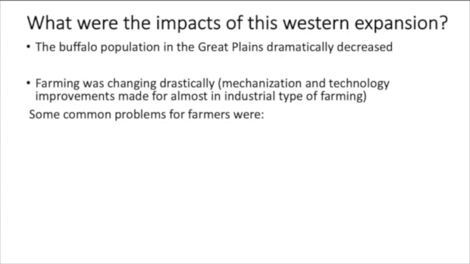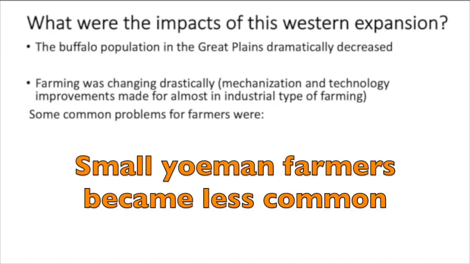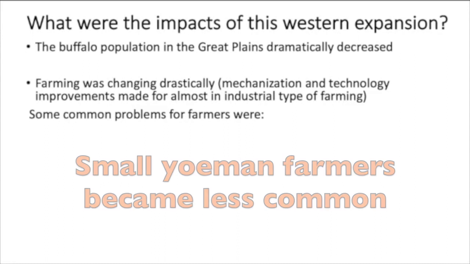The farming industry in the United States was changing drastically. As mechanization and technology improvements were made, farming almost took on an industrial type of nature. This basically ended up forcing smaller farmers to leave agriculture. The small yeoman farmers were not as common as they were prior to the Civil War, and the small-time farmer really struggled during this time period, especially in the western part of the United States.